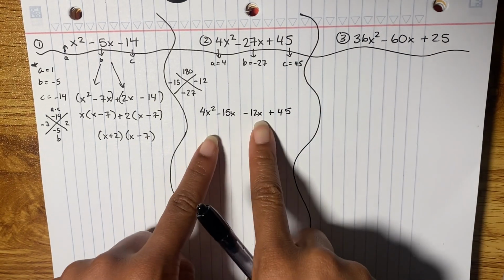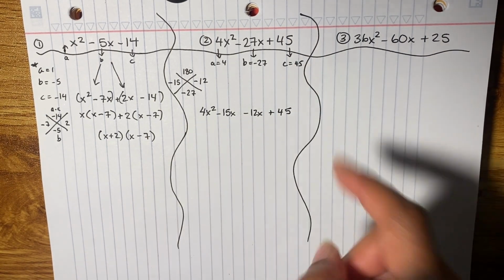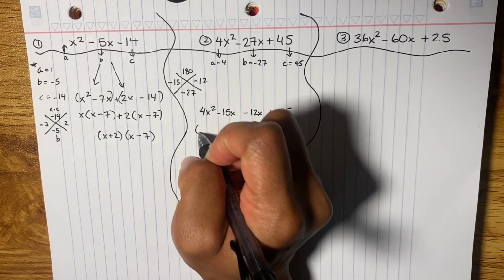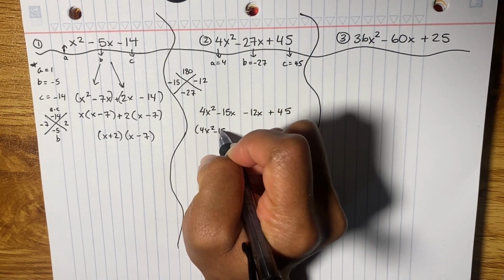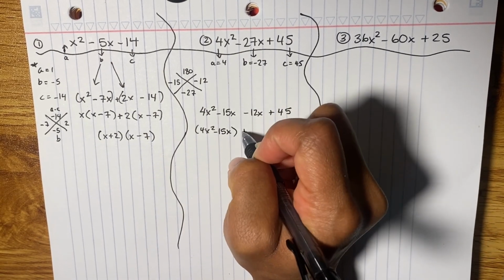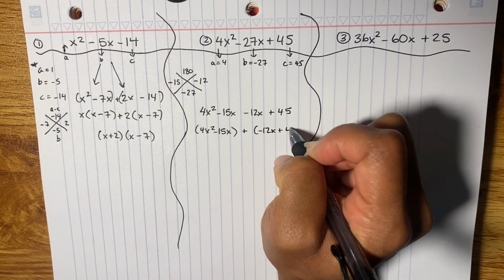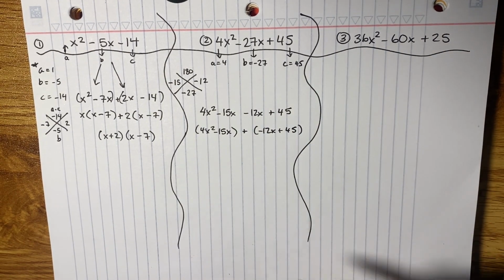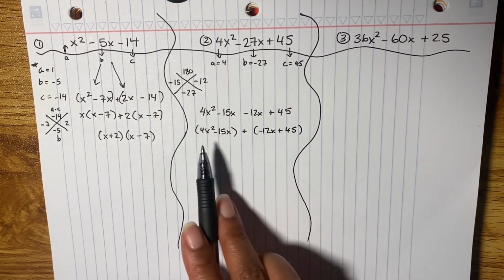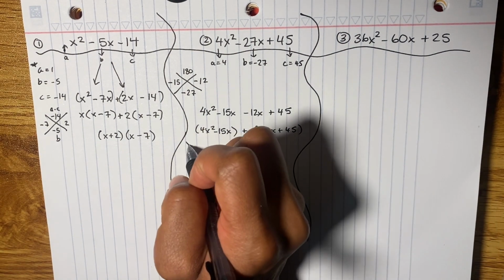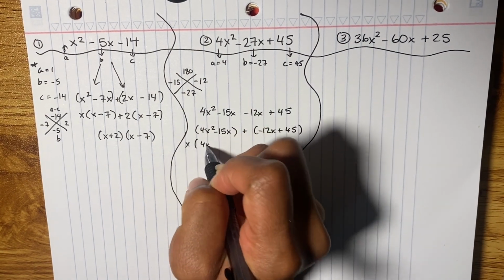When you have 4 terms, you need to factor by grouping. This has a negative. I don't want to separate it from the 12, so I'm going to group 4x squared minus 15x and place a plus sign in between the 2 groups. -12x plus 45. Next, take out those GCFs in each of your groups. So between these 2, GCF is just x. So I have 4x minus 15.